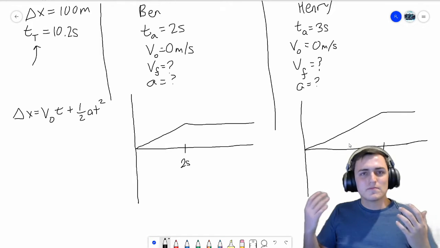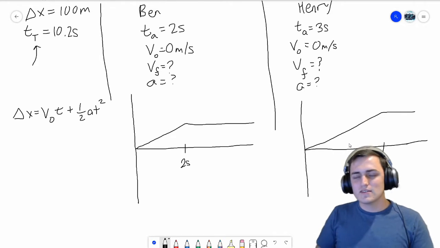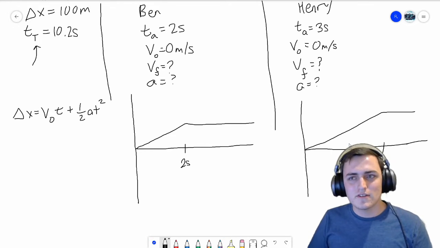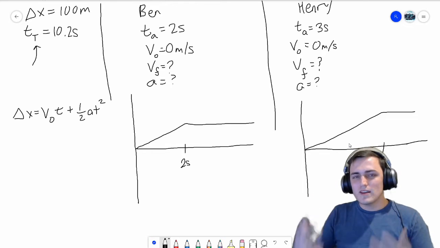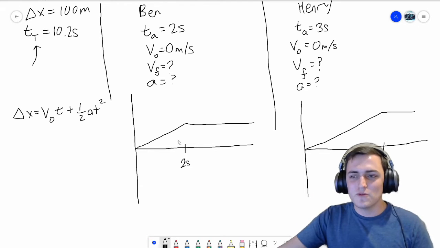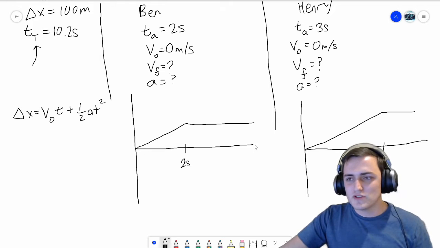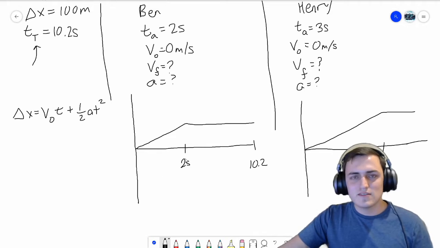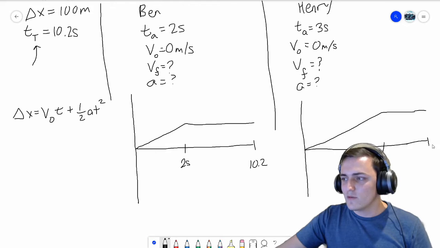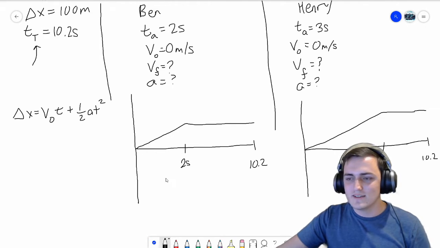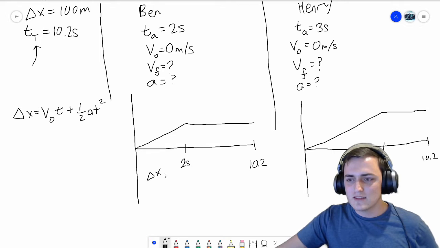Well, if you remember, displacement is not just the area under the velocity curve, but we can more easily express it by using two equations. We have to split their motion into two pieces: the time period of 2 seconds for which Ben is accelerating, or 3 for Henry, and then the time period for which they are traveling at constant velocity. There's actually two delta x's, delta x1 and delta x2, for both sprinters. And so we're going to see what both of those are.